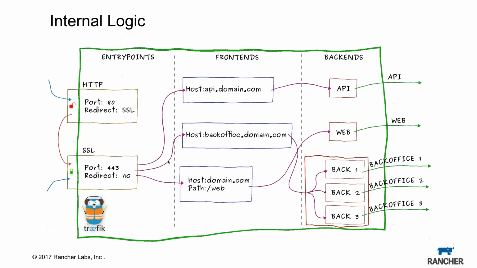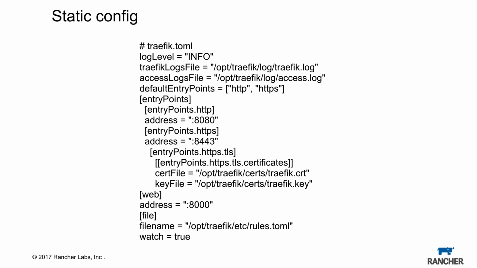As you could see in the internal logic, the request enters by entry points. That entry point has rules that may be host rule or path rule, and it matches one and goes to a front end. And these front ends have backends defined, and it goes from entry points to front end, and the front end to backends. Backends are the Rancher services in that case.